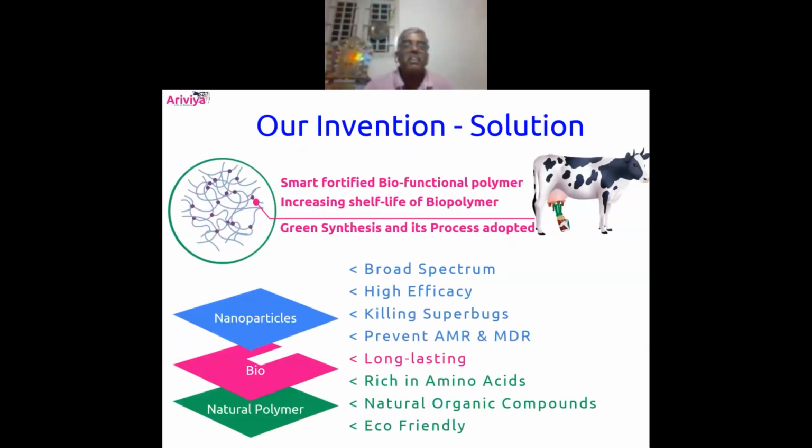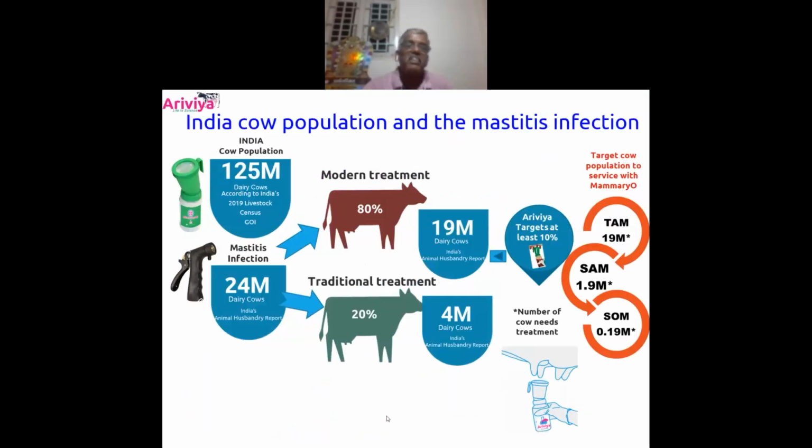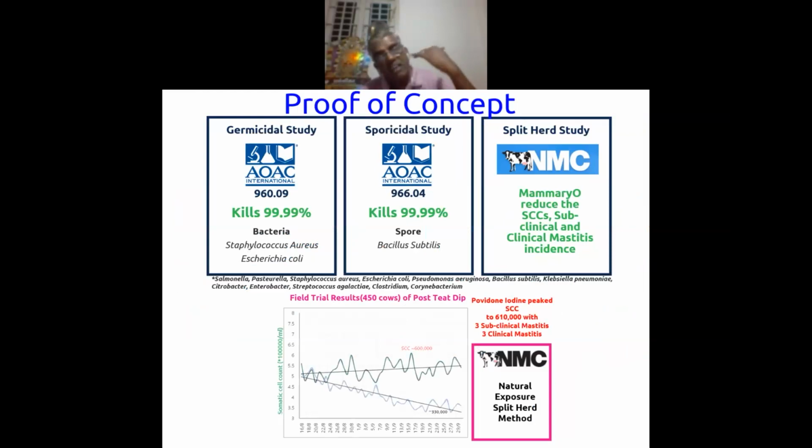So this is what our invention is about. Along with the polymer, we are introducing a suitable nanoparticle at a suitable level. These are the efficacies existing in our product. So we are leading to the market. We are combining nanoparticles, biotechnology, and polymer technologies, all three. Then we are trying to prevent mastitis infection in the cow, particularly milking animals. So this way we have the proof of concept.